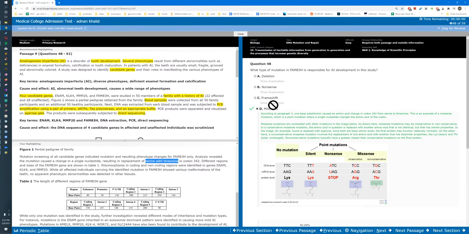Frame shift is if you have an addition or deletion not in threes, because the codon is three nucleotides, so it messes up the reading frame. Nonsense is when it makes a stop codon, so it just stops the protein from being built. Deletion is going to mess up the reading frame as well. But anyway, it's a replacement kind of thing.